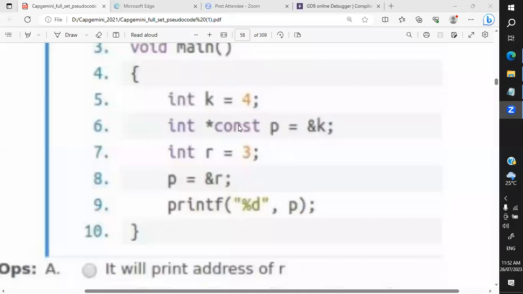Cannot be modified means first you are storing p is equal to address of k. It's stored. Then you are writing again p is equal to address of r. Can you update the address in a constant pointer? No. Constant means it is a fixed one. Once you store it, you cannot modify it. That's why it will give an error. The answer is error for this. Because of constant, we get the answer as error.